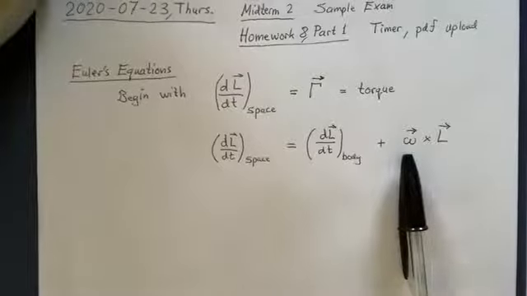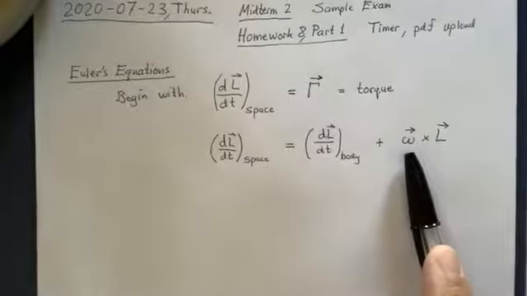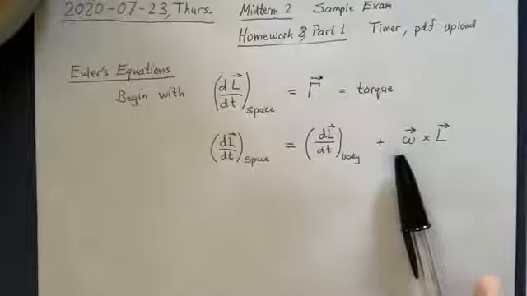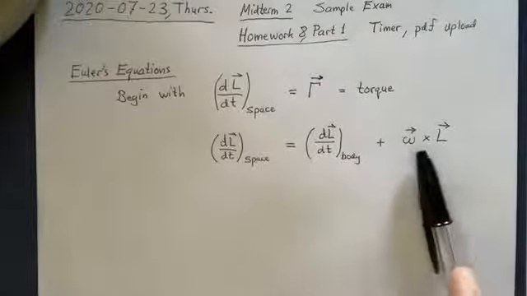Now, in the theory of rigid body motion, one typically uses the lowercase omega for the angular velocity vector of the rigid body. That's just standard notation. So we're going with the lowercase omega here.